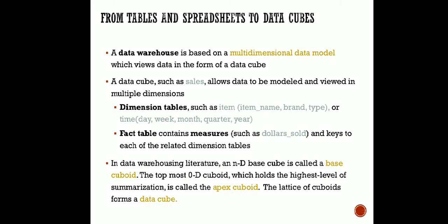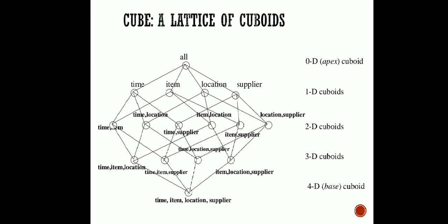In data warehousing you will see an n-dimensional base cube, called the base cuboid, and we will see an example of it. It follows a hierarchical pattern. The topmost is called the 0-dimension cuboid. It is the highest level of summarization and is called the apex cuboid, and the lattice of cuboids forms a data cube.